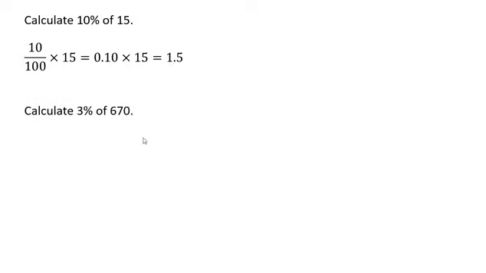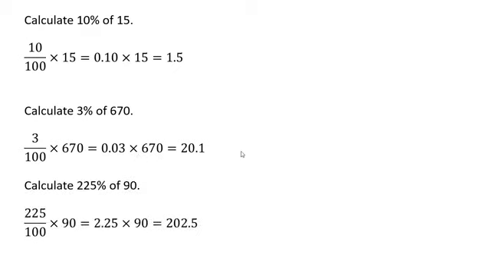Calculate 3% of 670. So 3 parts per 100. 0.03 times 670 is 20.1. Calculate 225% of 90. So 225 parts per 100 times 90, which simplifies to 2.25 times 90, or 202.5. 202.5 represents 225% of 90.